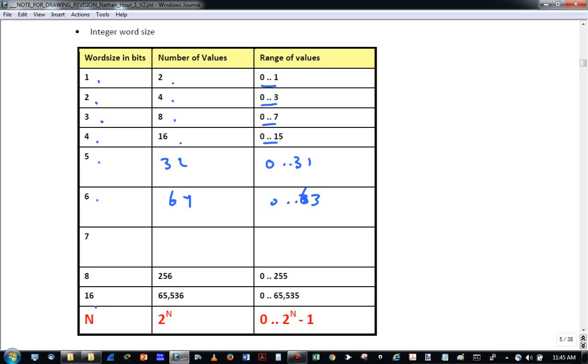And in the general case, if we have n bits, we can represent 2 to the n values, and the range will be 0 to 2 to the n minus 1.